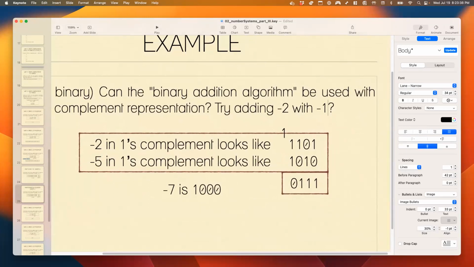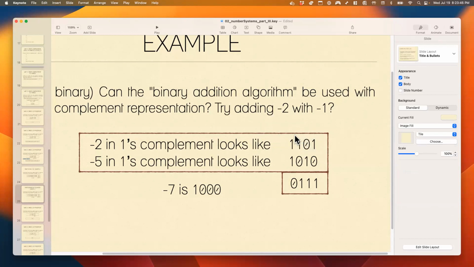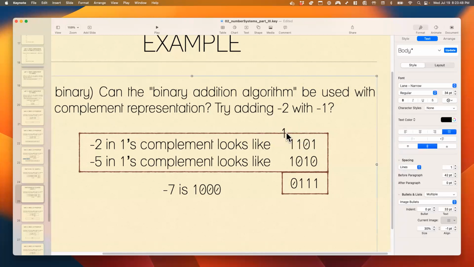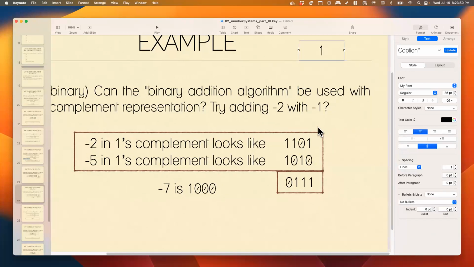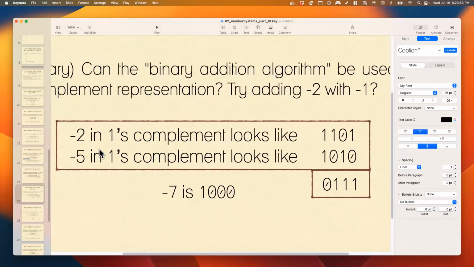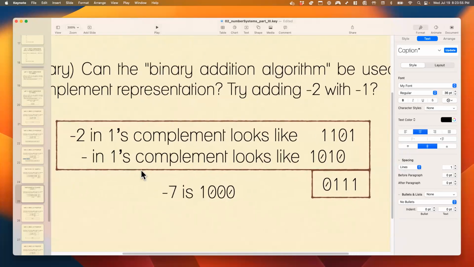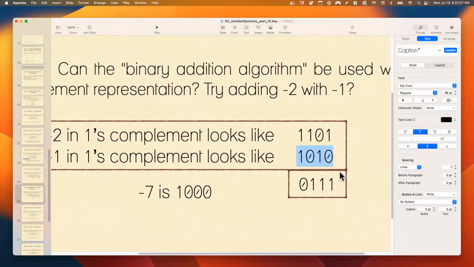Or maybe I can do, I think that should actually do it. -2 is going to be the same. Let me just hide it for a second. So -2 in one's complement is this. -1 in one's complement is, this is 1. And then I'm going to do 1, 1, 1, 0.